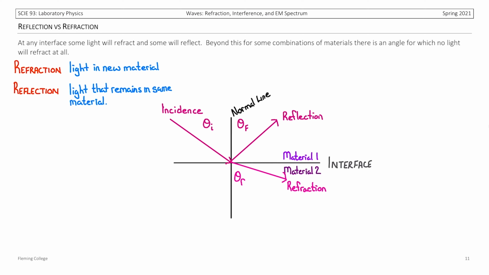Some of the properties of reflection include that the angle of incidence will be equal to the angle of reflection, again measured to the normal line. A special situation can happen called total internal reflection.